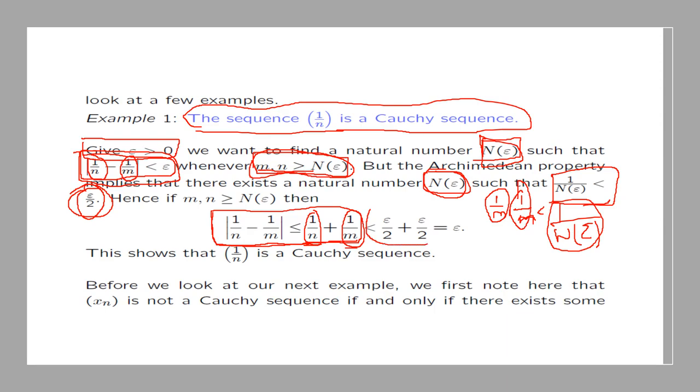So the whole thing will be less than epsilon over 2 plus epsilon over 2, which is equal to epsilon. That shows you that the sequence 1 over n is a Cauchy sequence.